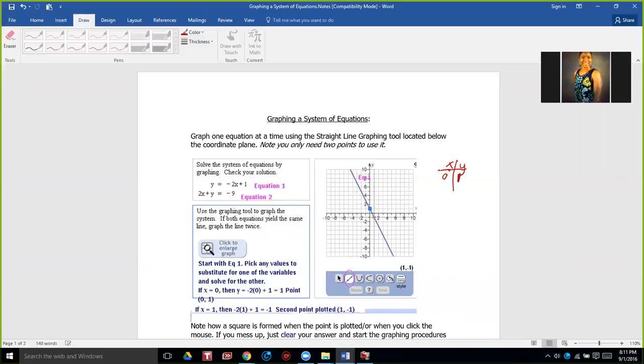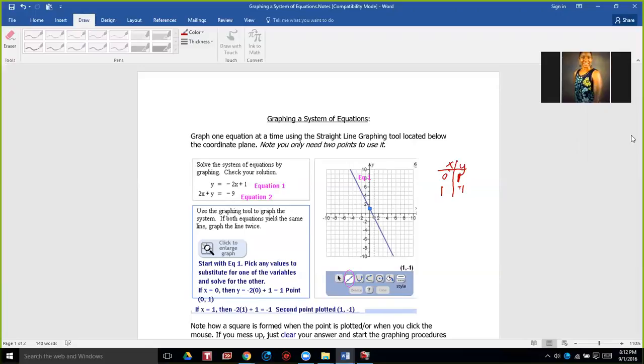And then I say let x equal 1. If x is equal to 1, then we put it into the same equation: negative 2 times 1 plus 1. Negative 2 times 1 is negative 2, plus 1 gives you negative 1. So we have our 2 points. Then you go into the program, click on your line tool, and plot your 2 points, (0, 1) and (1, negative 1). As soon as you click twice, it's going to graph the line for you. So that's line 1.